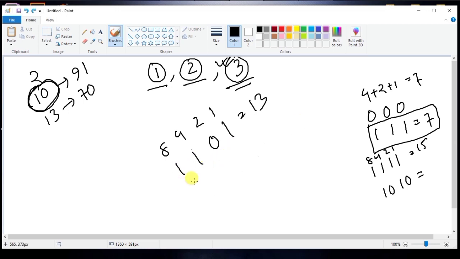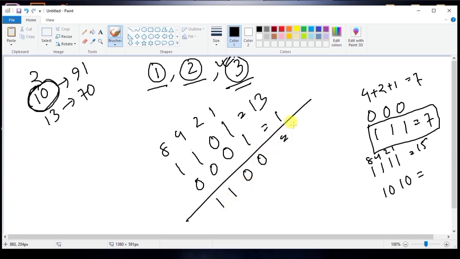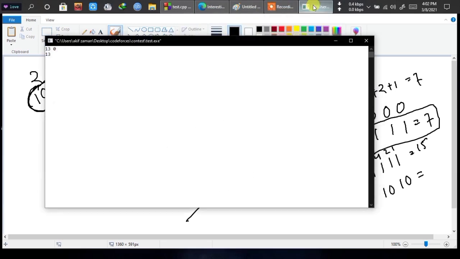So when we do 13 and 1, this is how it goes. The XOR value will be 1 1 0 0, which is going to be 12. Okay, so we see if it really works. 13 and 1, yeah, the result is 12.